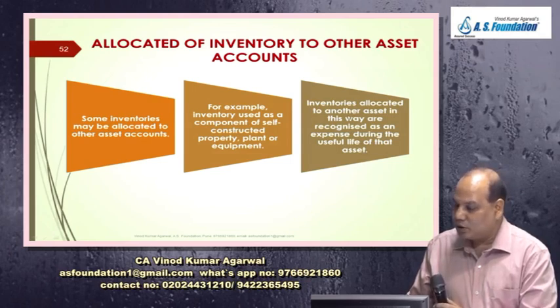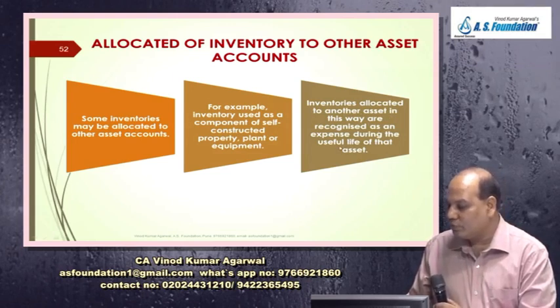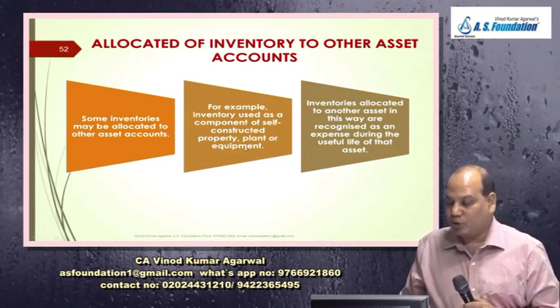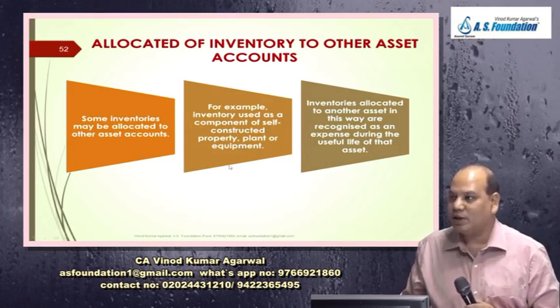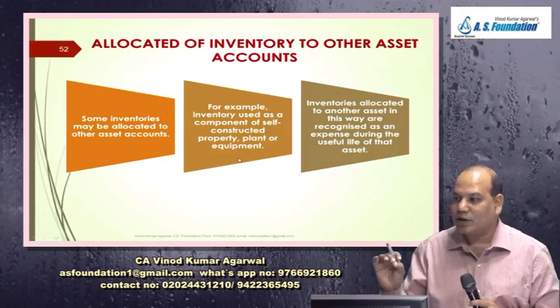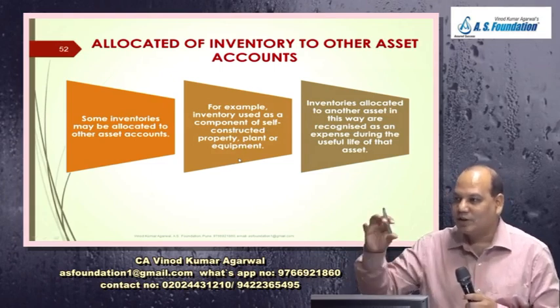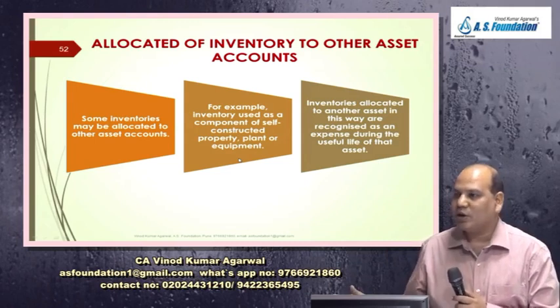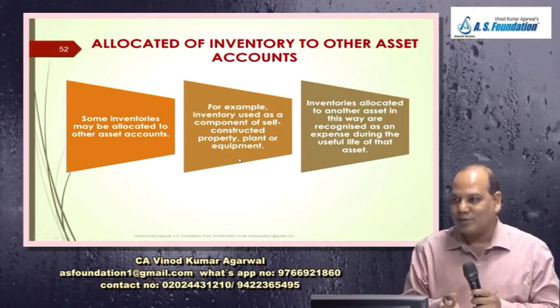So inventory allocated to another asset in this way is recognized as an expense during the useful life of that asset. So if inventory is used for a property, plant and equipment item or even an intangible asset, because IAS 38 says that cost of self-constructed intangible includes material, labor and allocable overheads. Which material are they talking about? This material only.